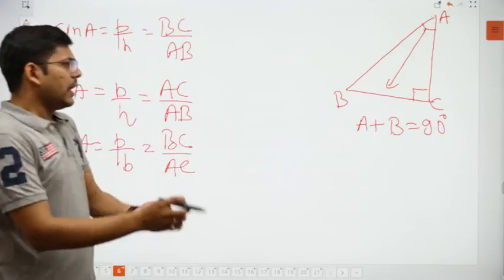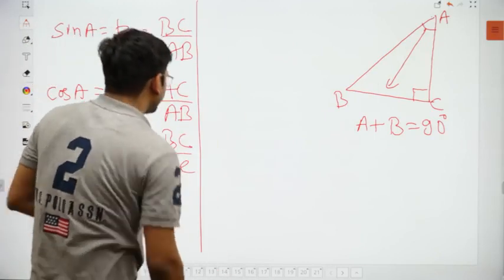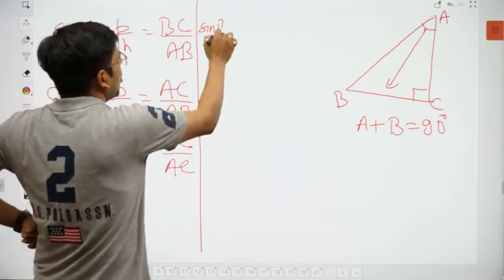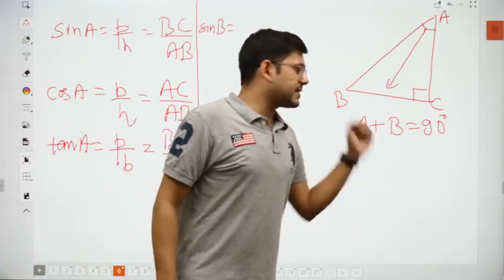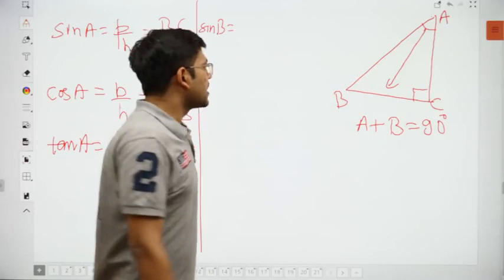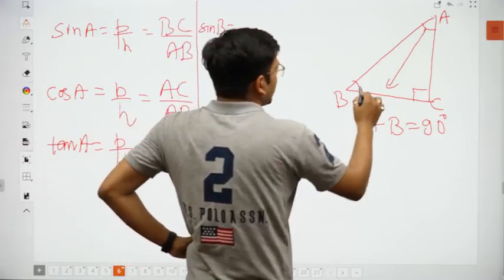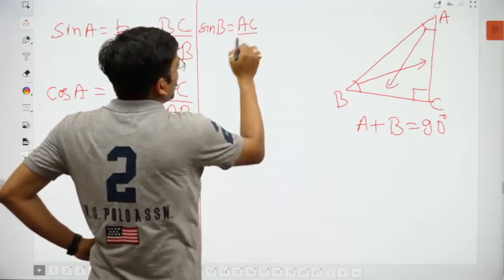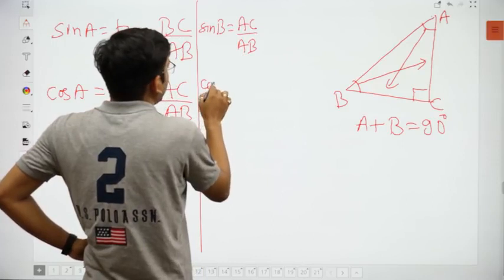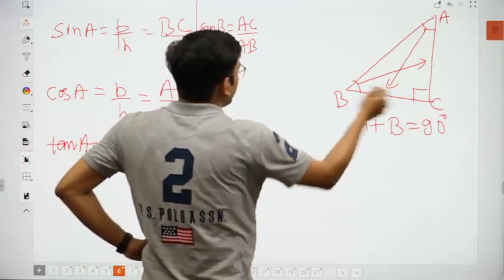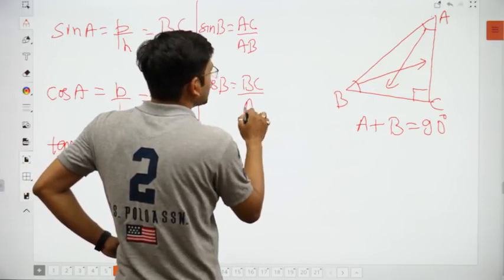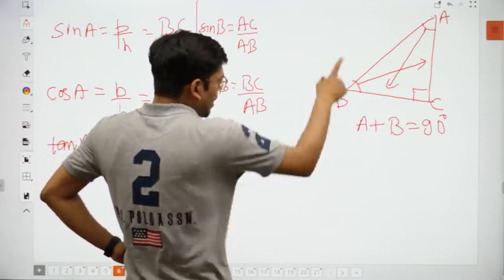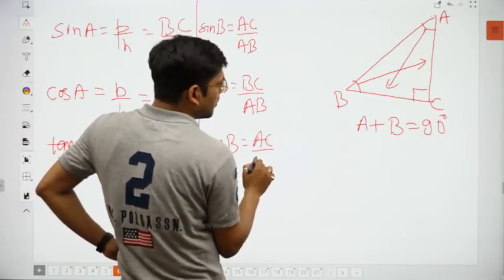Now see guys, let me tell you one thing. Say for example, I want to write sin B. If I take this angle into consideration, then the perpendicular would be this side. So perpendicular will be AC, upon hypotenuse, the same AB. Similarly, for cos B, base would be BC and hypotenuse would be AB. And for tan B, perpendicular would be AC and base would be BC.